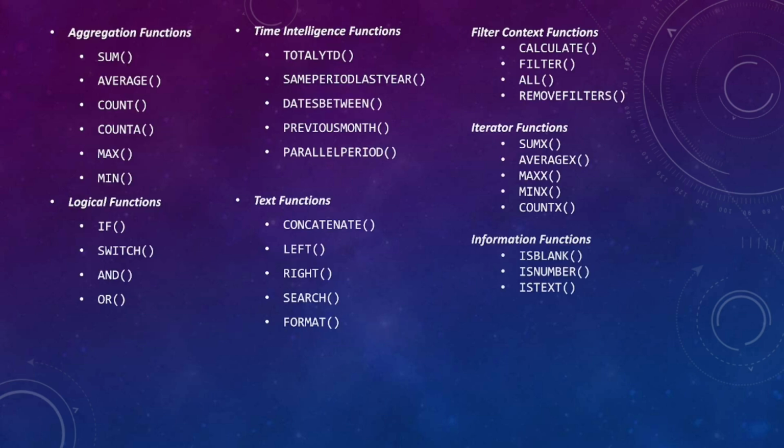Let's look at different categories of functions in DAX. We have the following set of categories: aggregation functions, logical functions, time intelligence functions, text functions, filter context functions, iterator functions, and information functions. There are more than 250 functions in DAX. We will go through all of those functions in detail in upcoming videos.